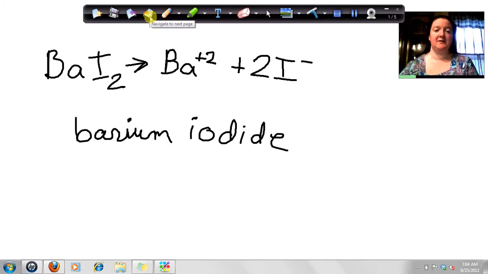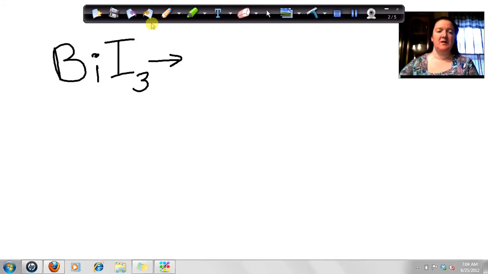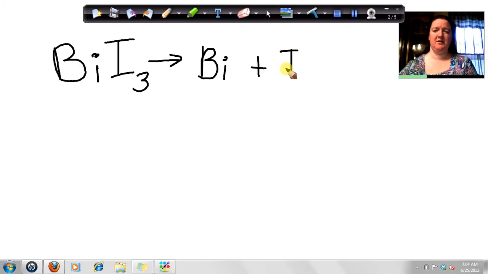Let's look at another example. Here, we are dealing with two different ions. We have the Bi, which is bismuth, and we have our iodide again. Now, if you look at bismuth, it has more than one possible charge, but because we know what the charge is on iodide, we know what the charge will be on bismuth. Because this has a 3 negative, this bismuth ion has to have a +3.